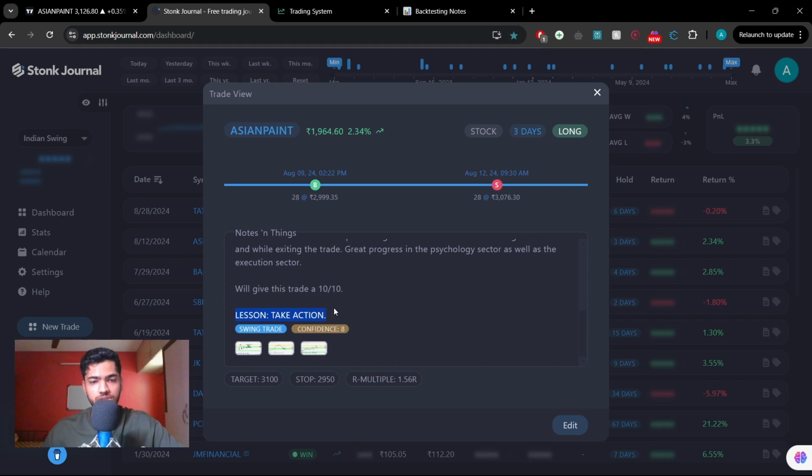Lesson: take action. So this is what I did. I took action. I had a plan, I executed the plan, I got the reward. This is as simple as it gets, right? So the risk multiplier, as you can see right here, is 1:1.6 approx.